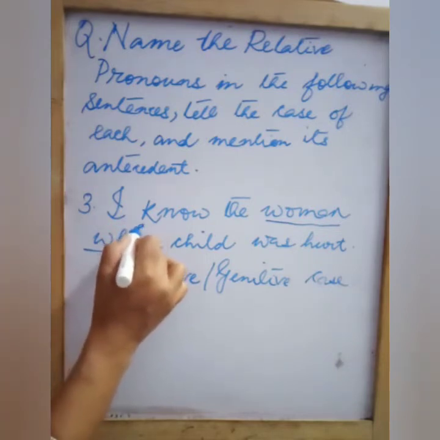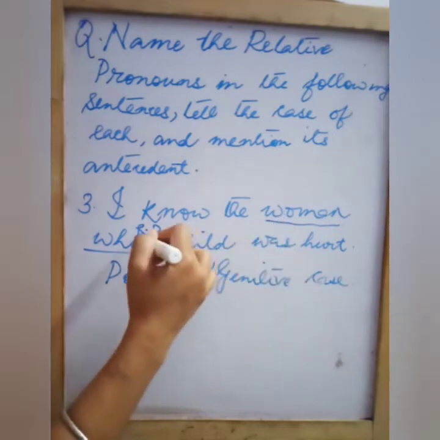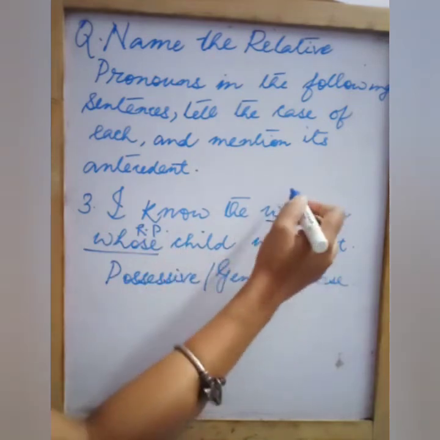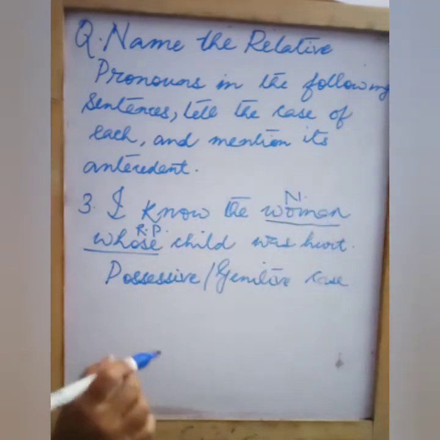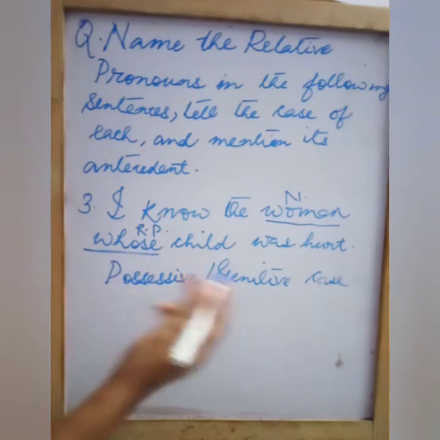So this is the relative pronoun, and the antecedent noun, obviously the noun which is coming just before this relative pronoun, is the antecedent noun. So this is the antecedent noun, and the case we have already determined because whose is there. So it is the possessive case.